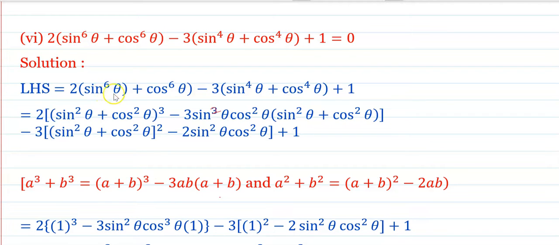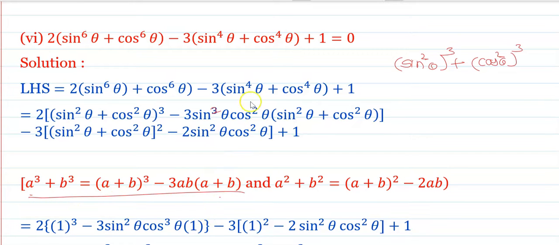Now sin theta raised to 6 can be written as sin square theta in bracket raised to 3, and cos theta raised to 6 can be written as cos square theta in bracket raised to 3. Okay, and therefore here is 2 times sin square theta plus cos square theta bracket cube minus 3 sin square theta into cos square theta in bracket sin square theta plus cos square theta, by using this result.